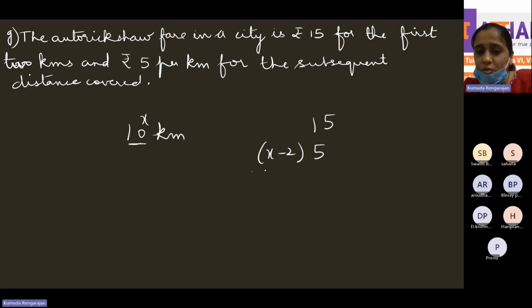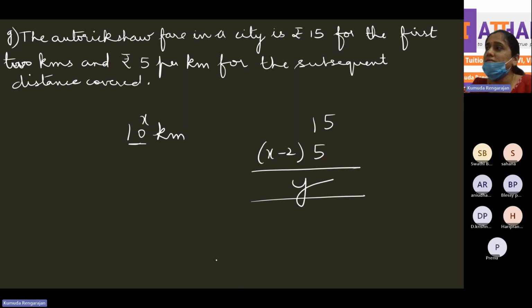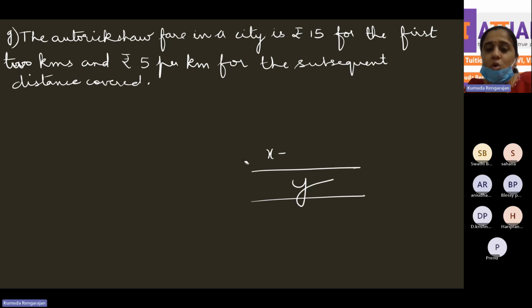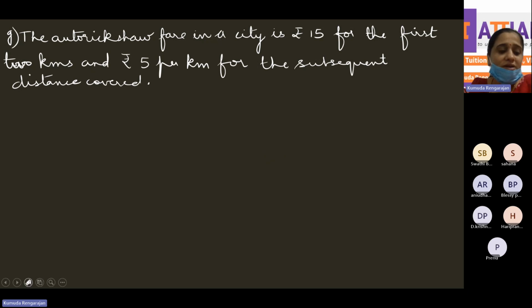When you add these two, what will you get? You will get the total fare, which is Y. When you add these two, you should say it's equal to something, no? This one is nothing but the total fare, so the total fare is called Y. X is the total distance covered and Y is the total fare. Or you can say Y is the total distance covered and X is the total fare. That is fine. But the two things are total distance and total fare.